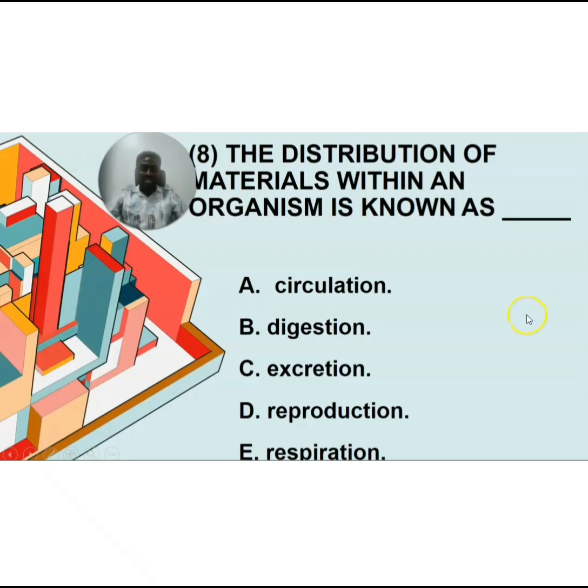Alright, hope you're finding this class interesting and taking note of the key and salient points. So the distribution of materials within an organism is known as, of course, we have plant and animal cells, and each of these cells possess several organelles or parts or components that perform specific functions. In fact, some of them are called specialized cells. So when materials or substances are distributed from one point to another within the cell, what is that process called? A, circulation, B, digestion, C, excretion, D, reproduction, E, respiration. I know you're smiling now and you're going for option A.